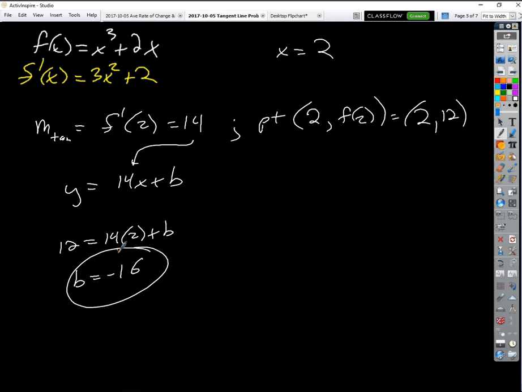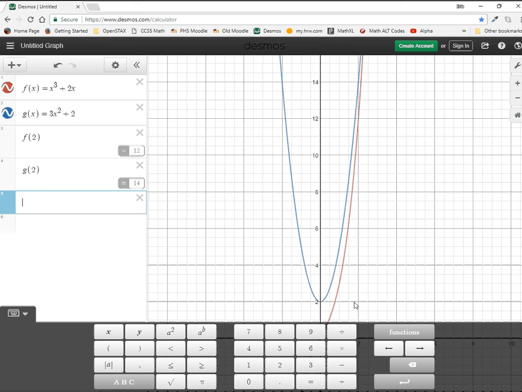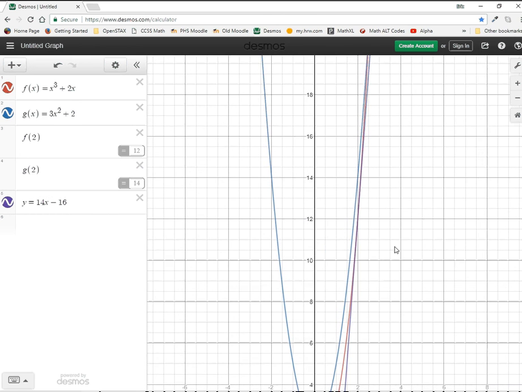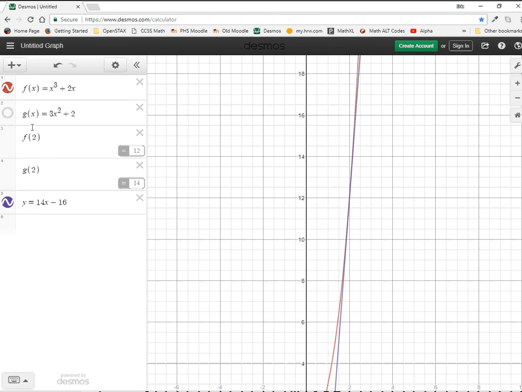B, here's M, right here. So those combine to give us the equation y equals 14x minus 16. Let's graph it. X minus 16, what do you know? Okay, if we turn off our derivative function, let's just turn on these two.